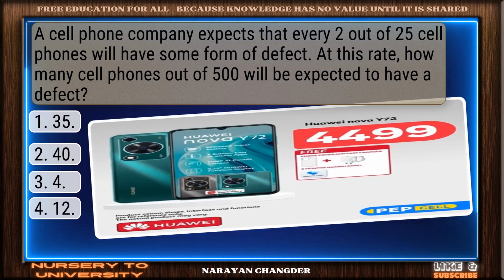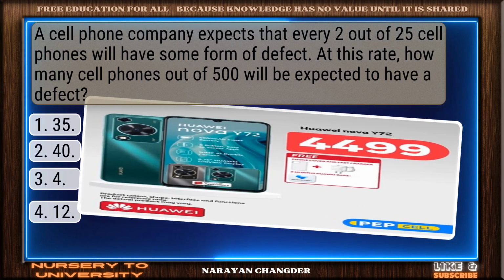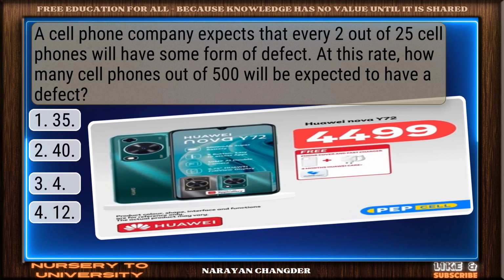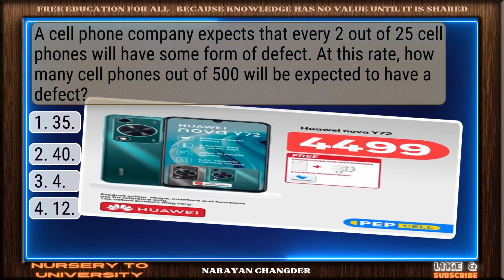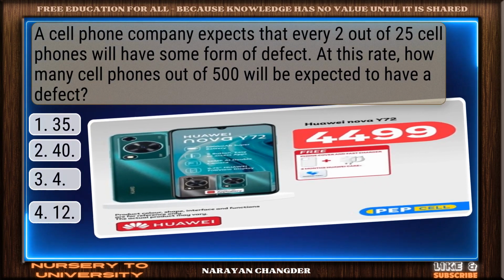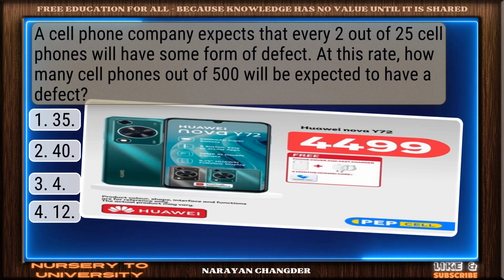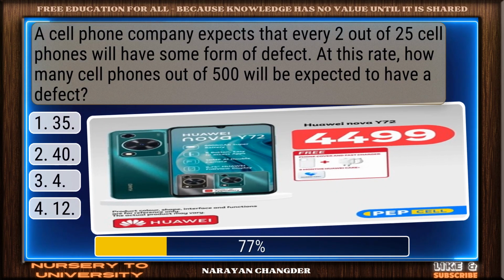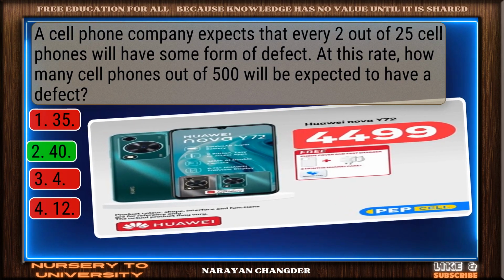A cell phone company expects that every 2 out of 25 cell phones will have some form of defect. At this rate, how many cell phones out of 500 will be expected to have a defect? Good job. 40 works well.